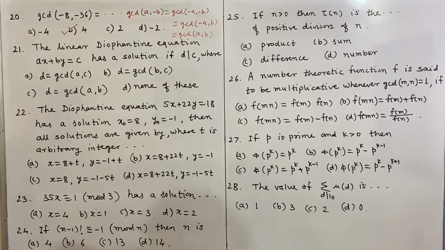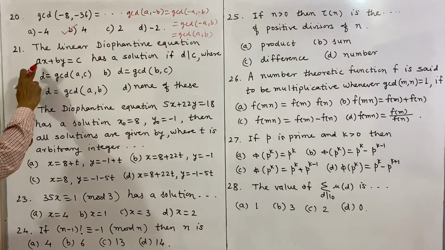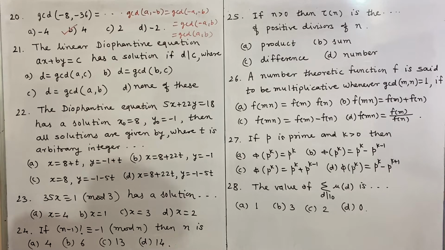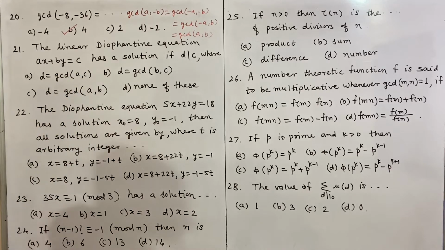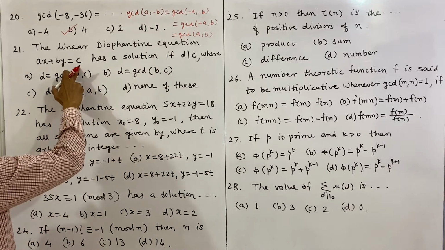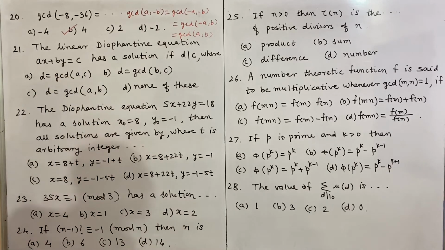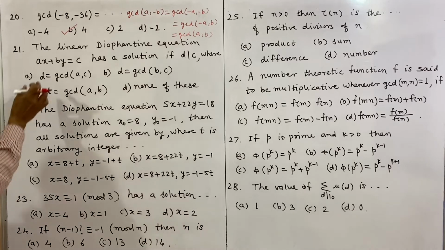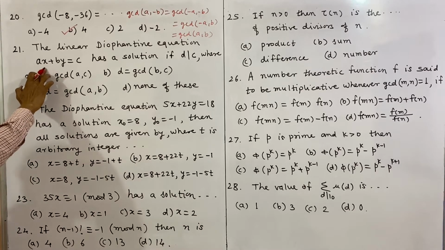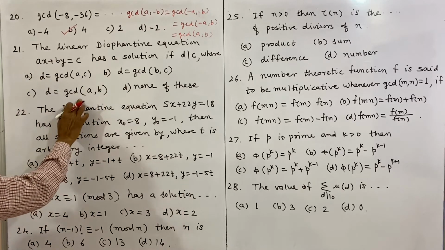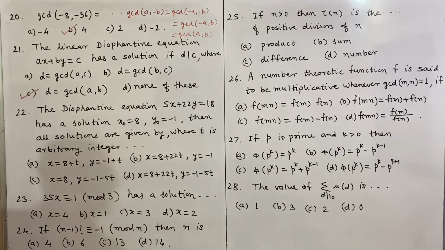Next is the linear Diophantine equation. Ax plus By equal to C has a solution if D divides C. This is the condition, or actually this is the theorem for existence of solution of a Diophantine equation. If D divides C, where what is the D? D is the GCD of A and B here, and therefore this is actually a theorem, and the value of D is GCD of A and B. And again the next question is related to the same Diophantine equation.